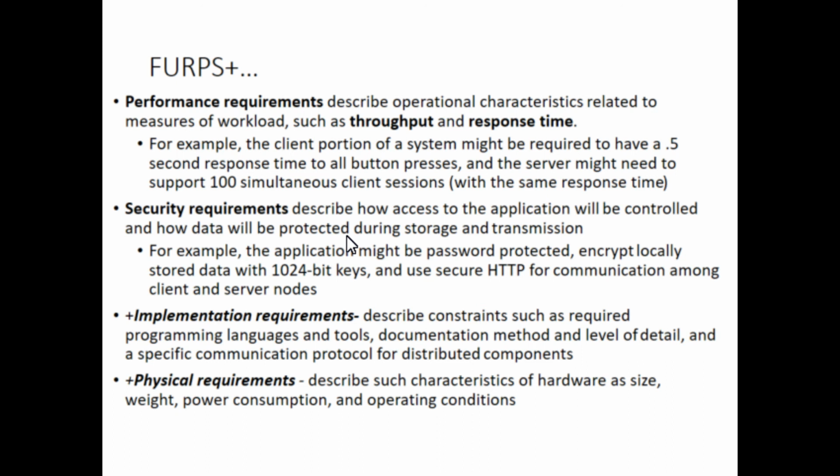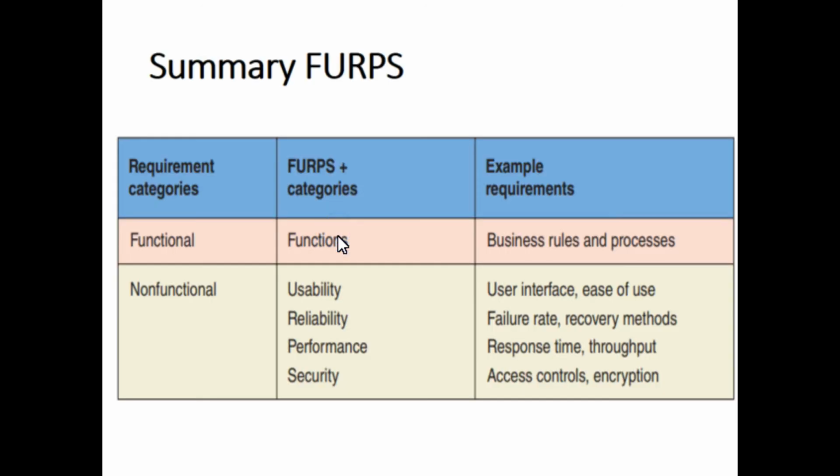There are also other requirements like implementation requirements, physical requirements, and others, which FURPS Plus explains. As a summary, F is for functional requirements, which are about business rules and processes specifically. Non-functional requirements are about usability, reliability, performance, and security. Here you talk about the interface, the ease of use, and the failure rate, which is the reliability, and other important phenomena associated with non-functional requirements.